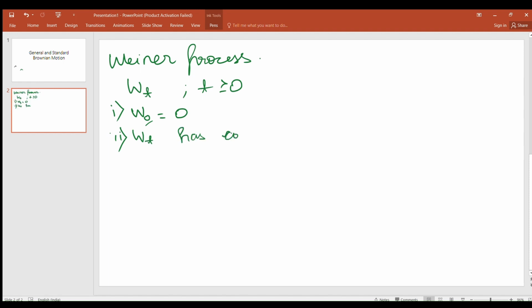What does it mean, has continuous sample paths? Let me show this using a simple graph over here. Suppose on the x-axis we have time and on the y-axis we have the value of the Wiener process at time t. As we have studied in the first property, the value of the process at time 0 is always 0, and second, it has continuous sample paths. That is, if we draw the graph of it, there will never be any break at any point. It will always be continuous.